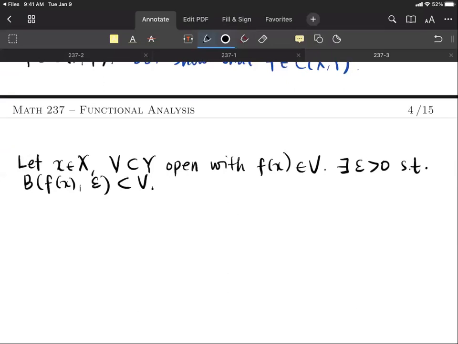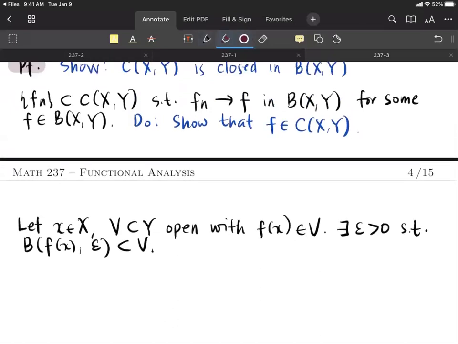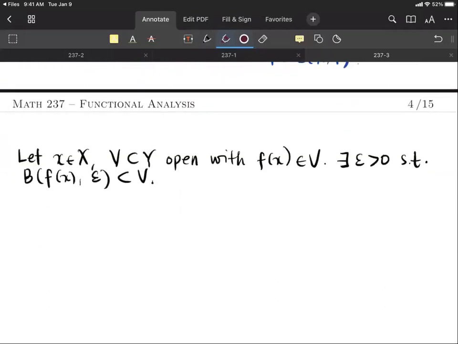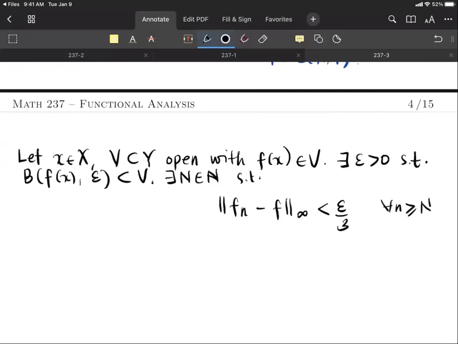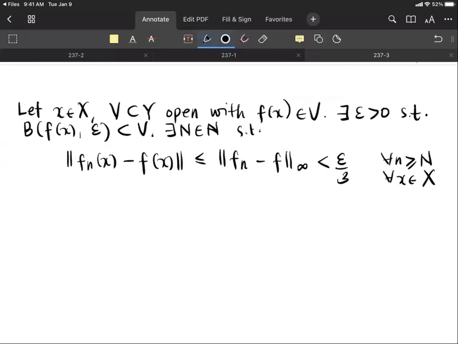Now, from this convergence, just applying the definition of convergence, there exists an N such that the sup norm of the difference between f_n and the limit f is less than epsilon over 3 for all n greater than or equal to N. And by the definition of the supremum, this is greater than or equal to the distance between f_n(x) and f(x) for all x in the compact topological space X.